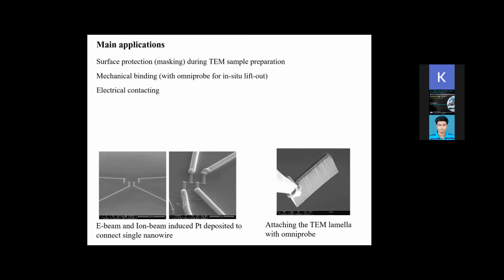Here also, as I have told, the main application can be connecting some of the wires using this platinum deposition. You can do bonding of the TEM sample while you are lifting the TEM sample using Omniprobe or the manipulator. It can be used for electrical contacts and surface protection also.